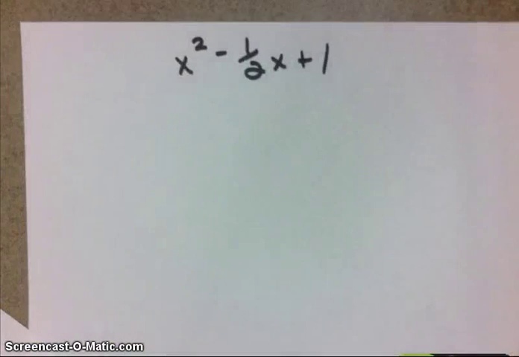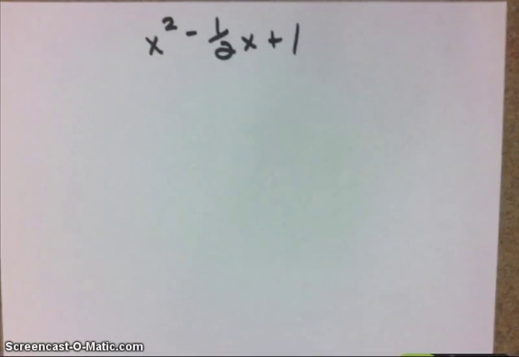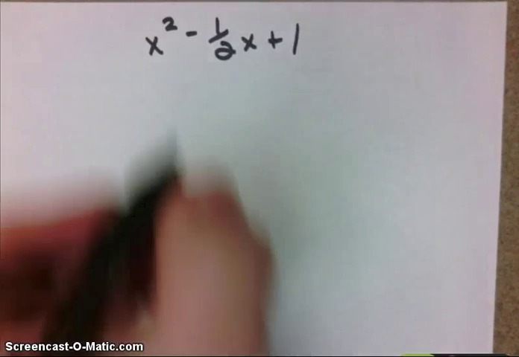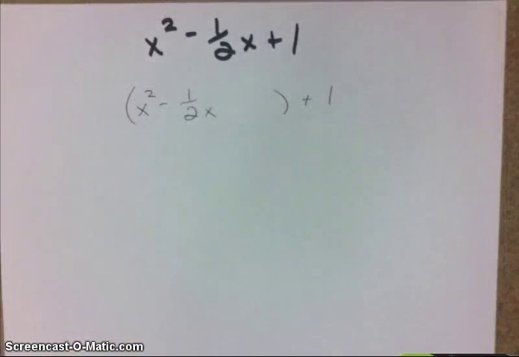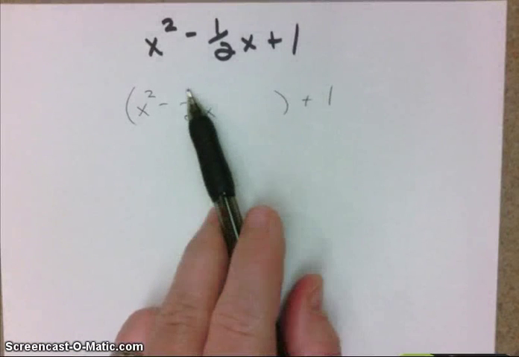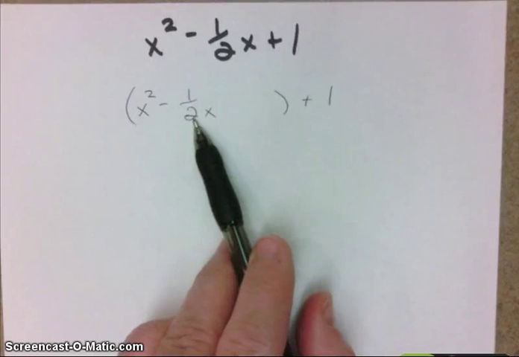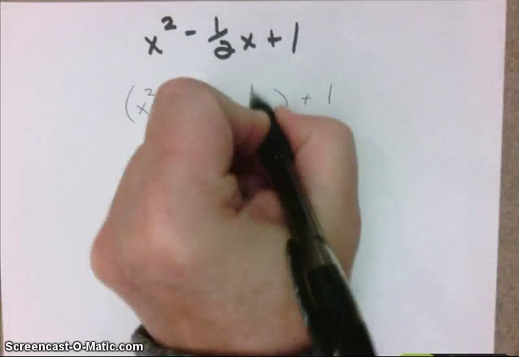Good job. All right, let's do one that's a little bit tougher because it has a fraction in it. So x squared minus 1/2 x plus 1. Again, that doesn't factor to be that perfect square that we want it to be, so we're going to force that to happen. So we're going to pull the plus 1 out of the way so that we can go ahead and complete the square here. Now again, to complete the square, we are going to divide b by 2 and then square it. So 1/2 divided by 2 is 1/4, and if I square 1/4, I get 1/16.